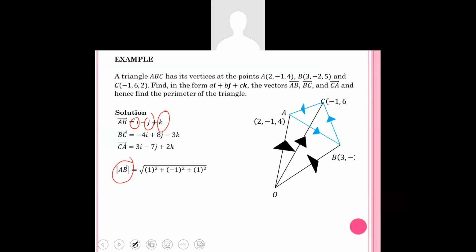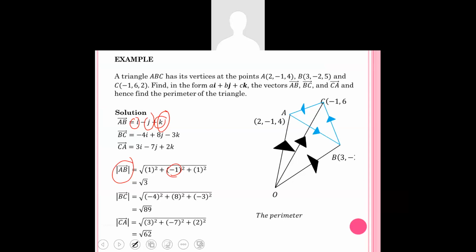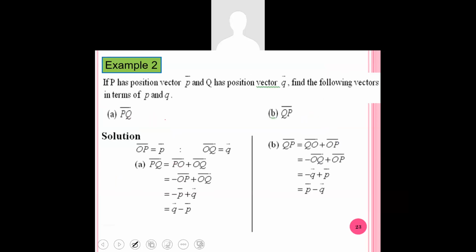For example here, 1i, so we put 1 squared, negative 1j, so you take negative 1 squared, and lastly plus k, so we plus 1 squared. The same goes for your BC and your CA. Same thing, we take the points on the i axis, j axis, and k axis, square them, add them, and then square root. Therefore, the perimeter of your triangle is the addition of all of these magnitudes. We get 19 units.